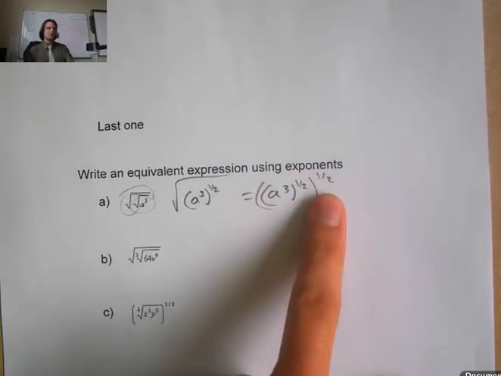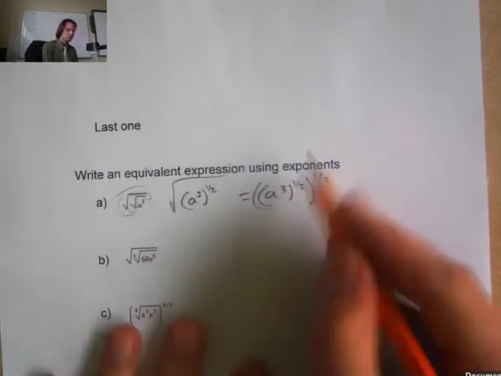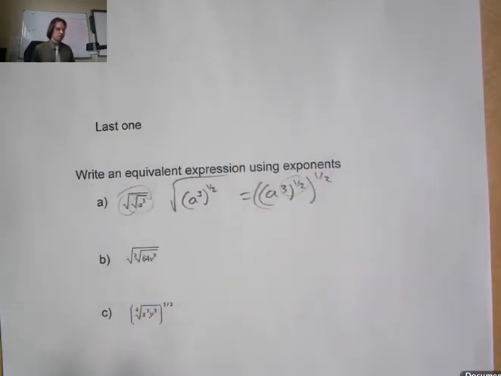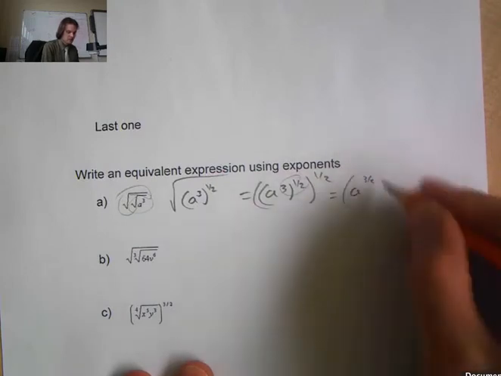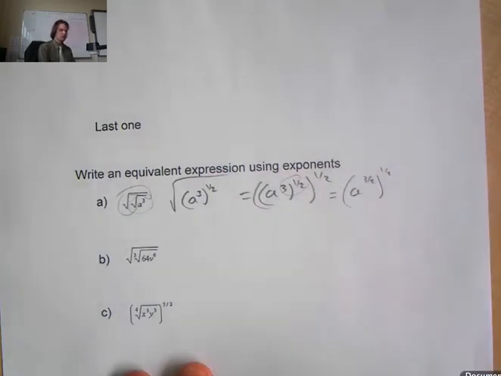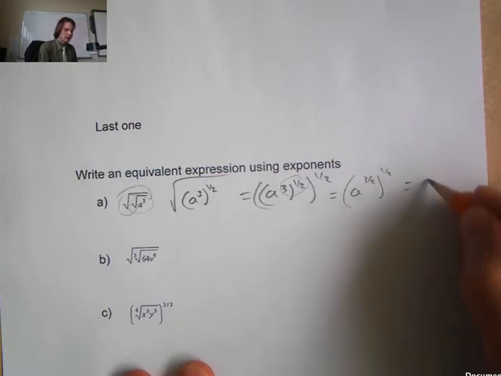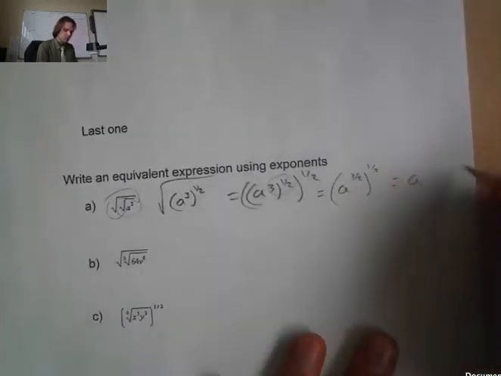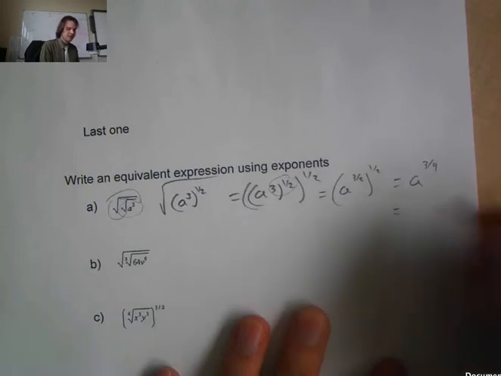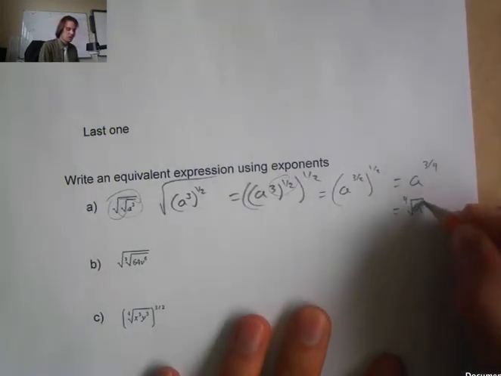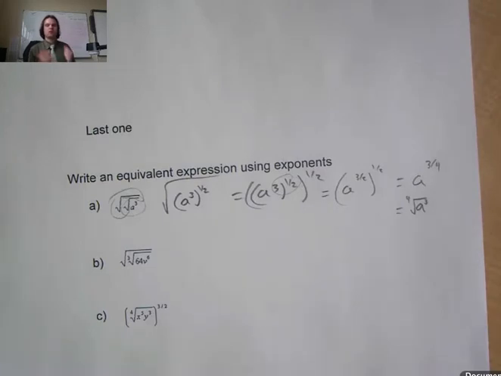So I look at this, power of a power of a power. So first we multiply these together, that's 3 over 2. Then I have to multiply by 1 over 2. So I multiply those together, I'm going to get a to the 3 over 4. And that's my equivalent expression using exponents. Or I could even say this is the same thing as a, we want the 4th root to the power of 3. So it could also look like that.